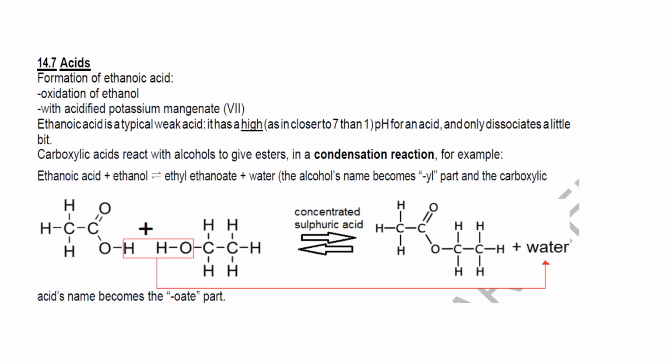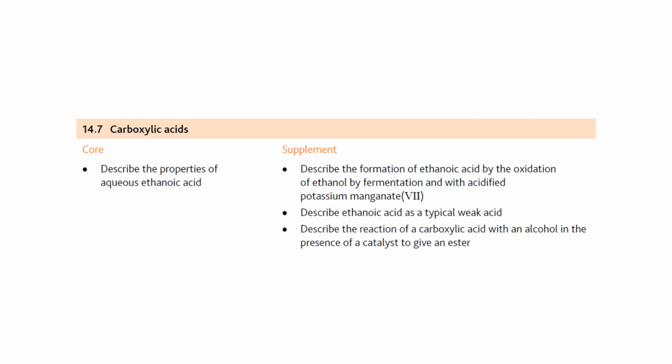So carboxylic acid, how can we prepare these carboxylic acids? One is by oxidation. The term oxidation means addition of oxygen. So oxidation of alcohol will give carboxylic acid. And the oxidizing agent which we use is potassium manganate 7. So oxidation is the production or formation of carboxylic acid.